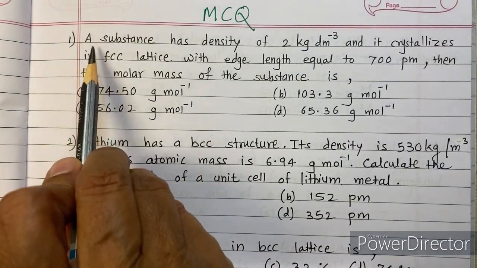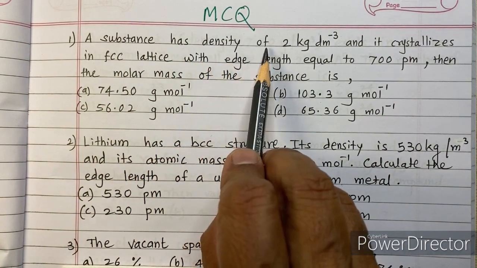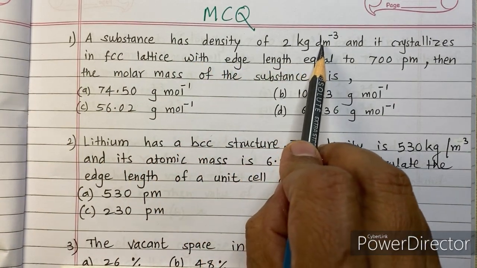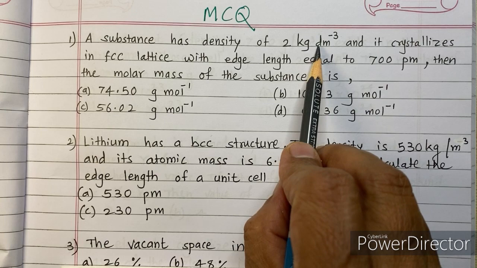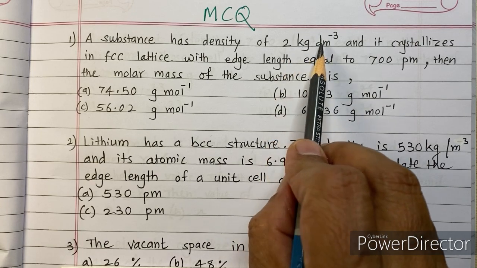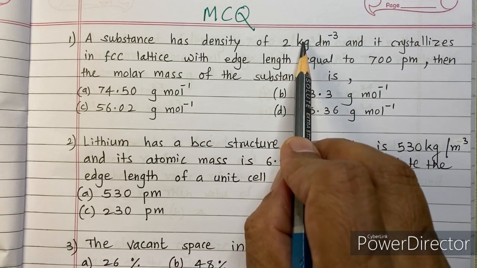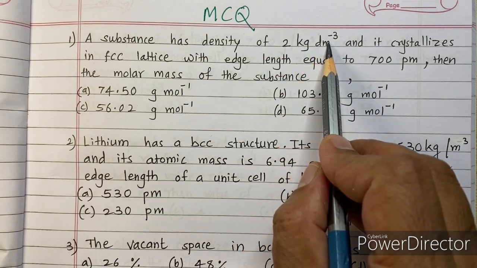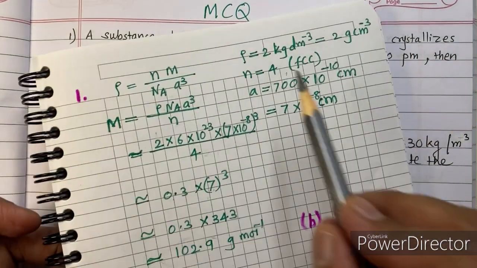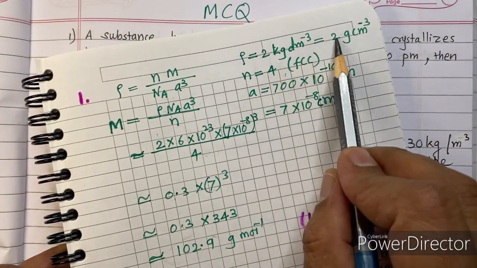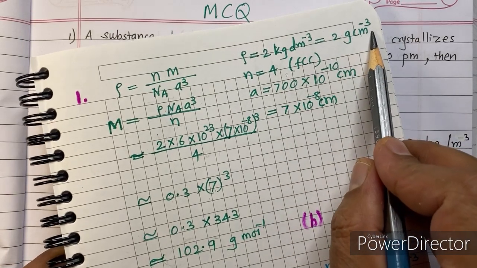First MCQ: a substance has a density of 2 kg per dm cube. Now it is necessary to convert that into gram per cm cube, but it is multiplied by 1000 and divided by 1000, so it is again the same. Therefore 2 kg per dm cube is 2 gram per cm cube.